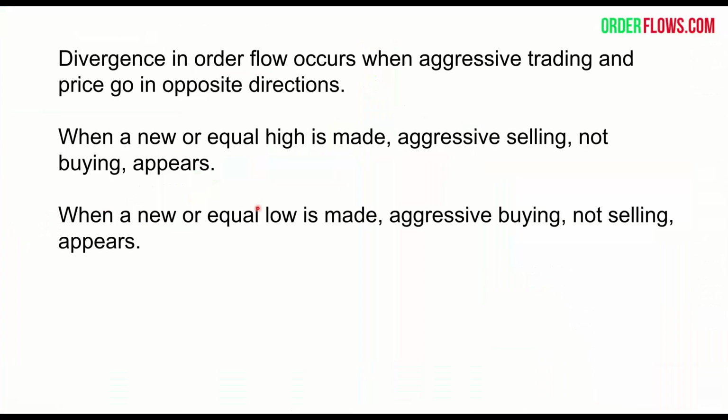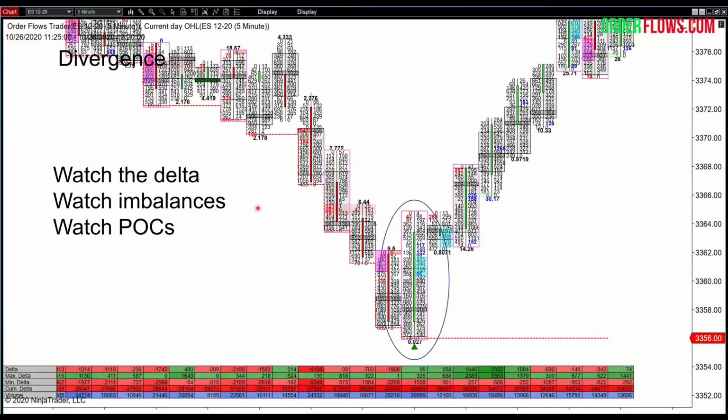Now, divergence in order flow occurs when aggressive trading and price go in opposite directions. So when a new or equal high is made, aggressive selling, not buying, appears. When a new or equal low is made, aggressive buying, not selling, appears. So for example, yesterday, again, 5 minute E-mini chart, we hit the low of the day down here at 56. And what do you see? Right, you have a divergence.